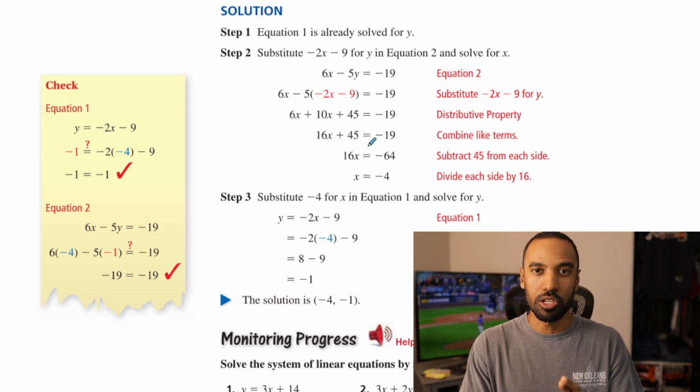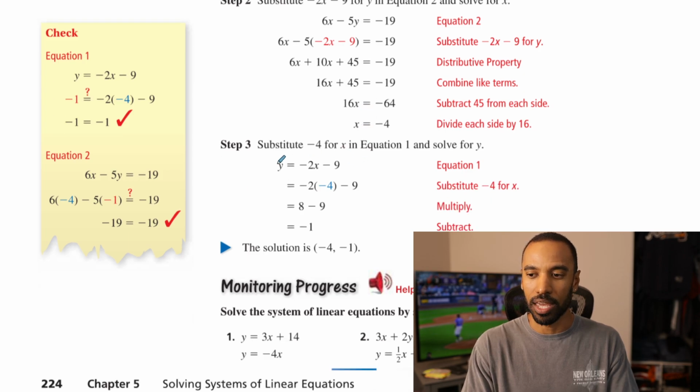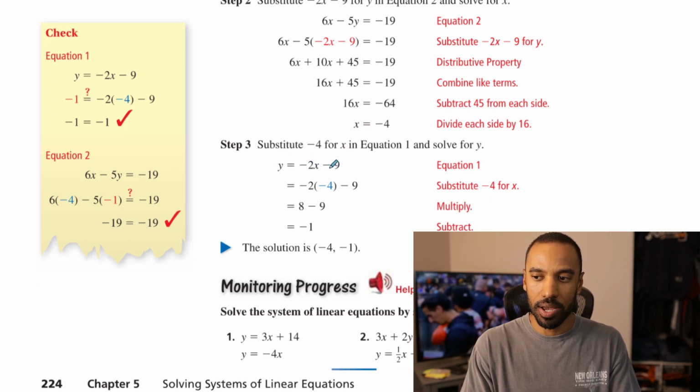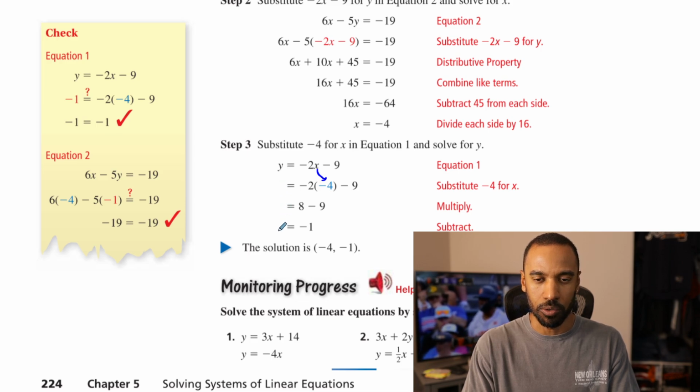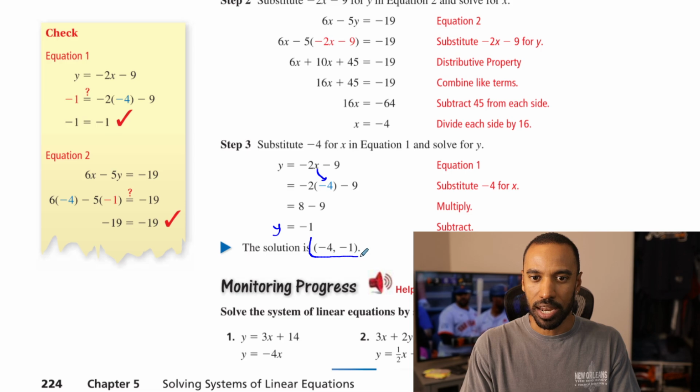I would recommend you do it in the one where y is already solved for, and they're going to do the same thing. You know where y equals negative 2x minus 9? Yeah, plug in negative 4 in for x right there. It's a perfect place to do substitution because y equals y equals y equals. So y equals negative 1, and that's where you have your solution set, negative 4, negative 1.